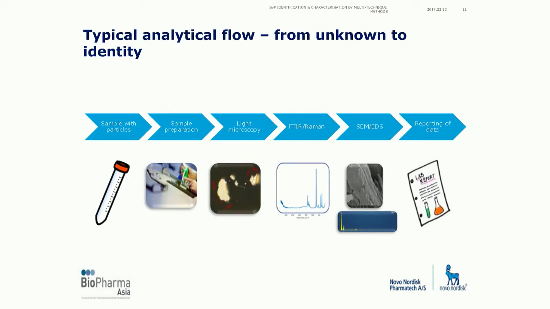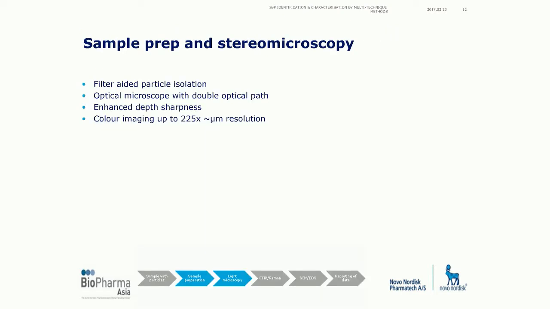I will now go on and discuss in more detail these individual steps. So the first step would, as I mentioned, be sample preparation and stereomicroscopy. We could, for instance, use a filter-aided particle isolation, so simply filtering the sample onto a filter to isolate and immobilize the particles. We could then use our optical microscope. This could, for instance, be a microscope with a double optical path, a so-called stereomicroscope. This will give us an enhanced depth sharpness, and we can then do color imaging up to 225 times, enabling us to have micron resolution.